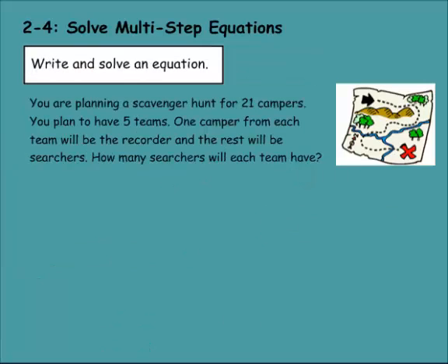Now let's do a real-world problem. You are planning a scavenger hunt for 21 campers. You plan to have 5 teams. 1 camper from each team will be the recorder, and the rest of them will be searchers. How many searchers will each team have?